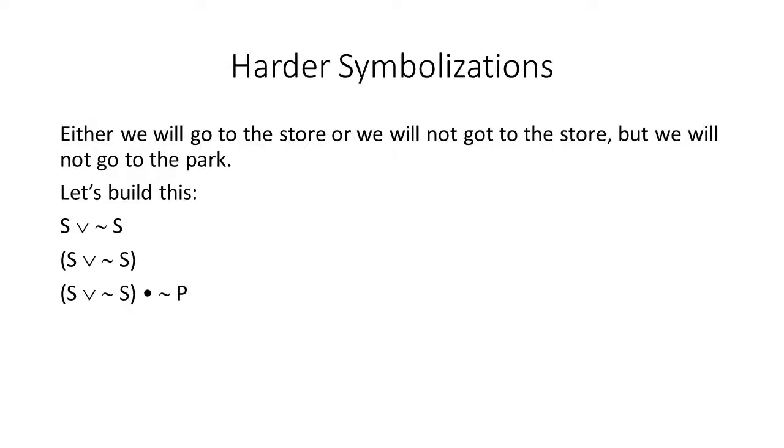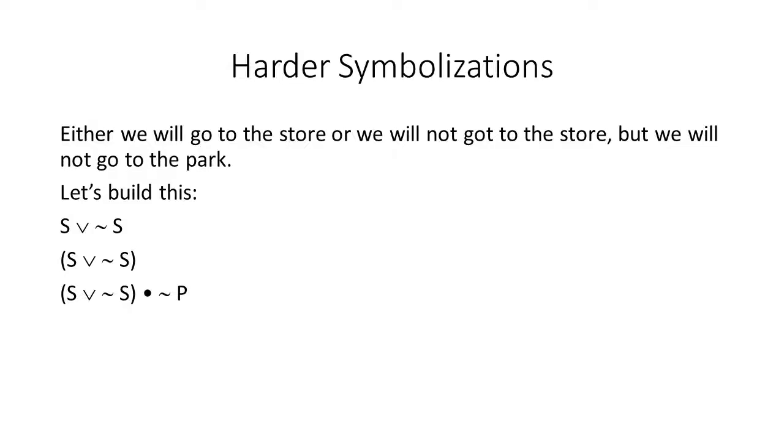So what this means is that we're going to use some parentheses to group things together that belong together according to the sentence that we're trying to symbolize. Let's start with everything to the left of the comma. Either we will go to the store or we will not go to the store. Again, go through and put your symbols where they need to go.